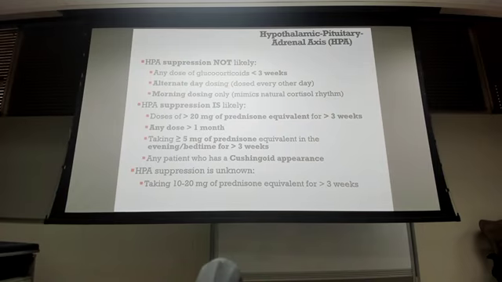HPA axis suppression is likely if you are having a higher dose of that prednisone, so higher than your 20 milligrams of prednisone. We'll talk about the equivalents later, and they've been using it for greater than that 3 weeks. Again, we usually look at 2 weeks and we start to worry. If they've been on it because they have a chronic disease and they've been on it for longer than a month, regardless of what the dose is, that is also a problem, right? Because now my body has been out of commission.